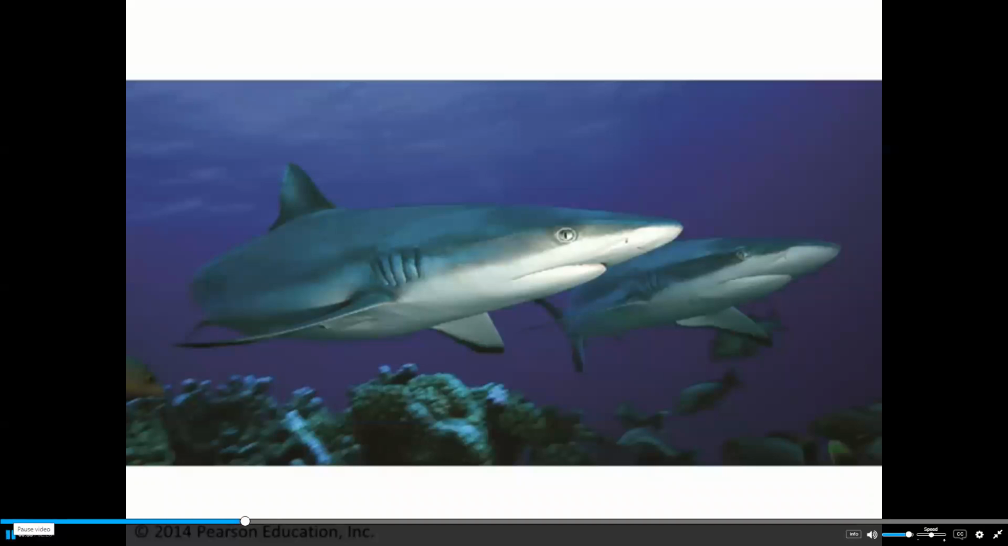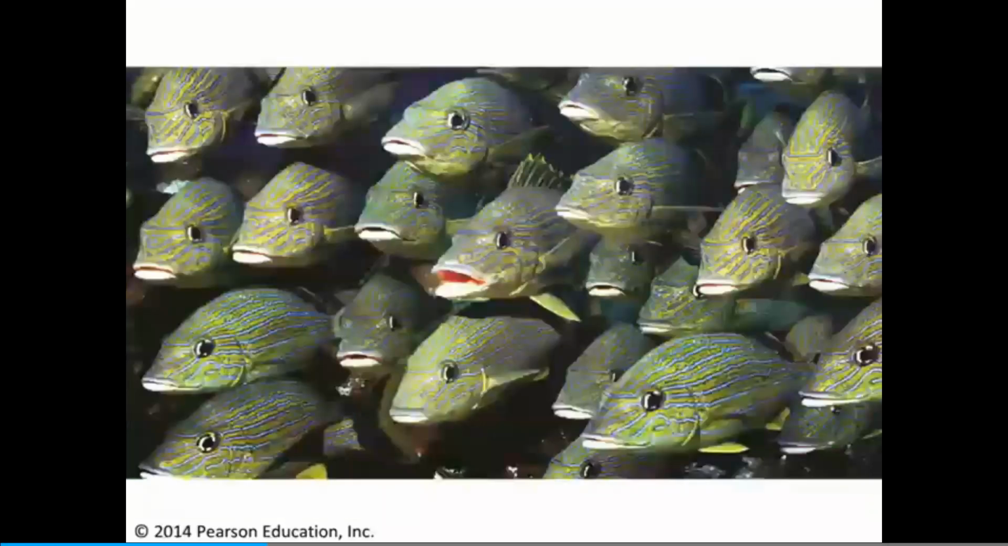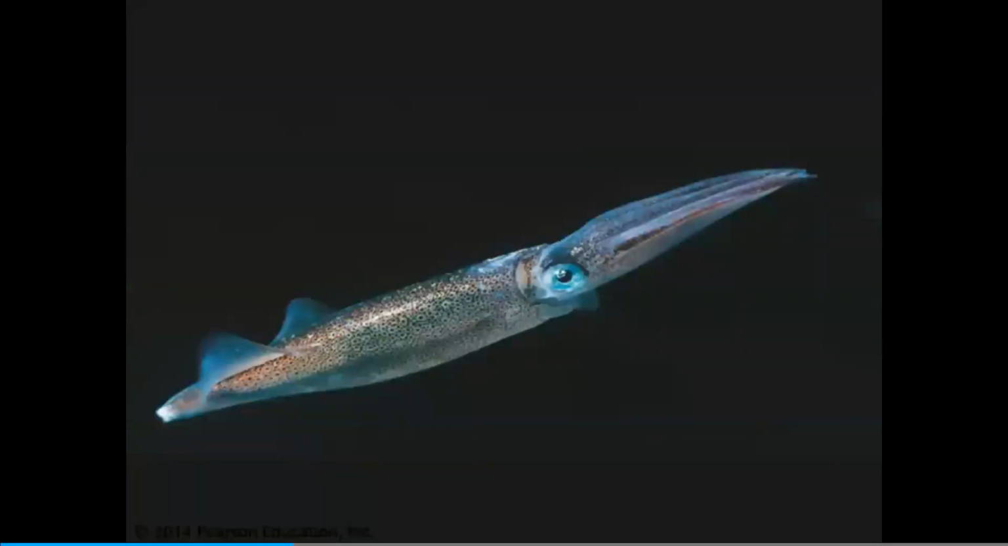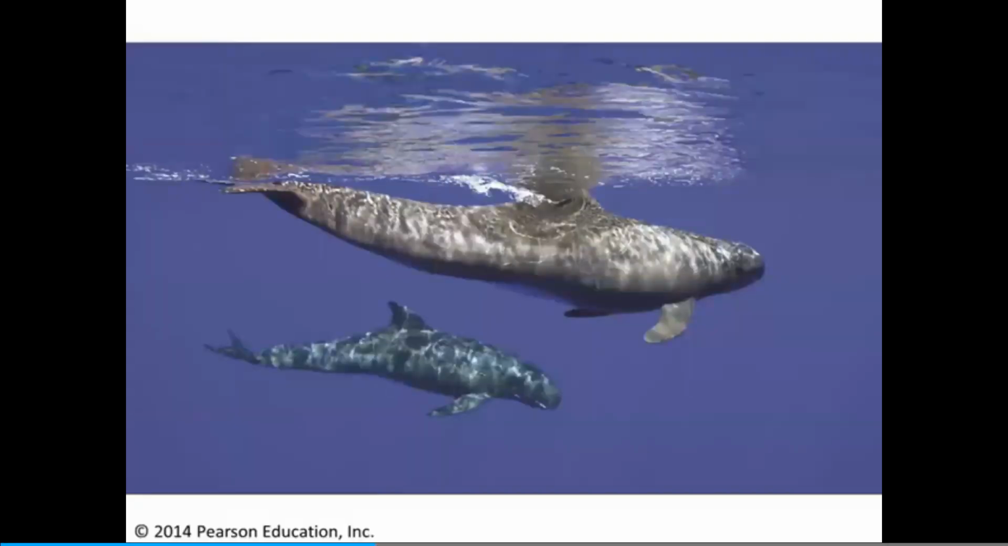On the other hand, sharks don't float. Instead, they swim. And that's true for fish in general, and even things like this squid. So we have a different term that we apply to all those organisms which are swimmers rather than floaters. Collectively, we refer to them as nekton. Here's another example of nekton. This would be a mammal example of nekton, and that's, of course, a whale.